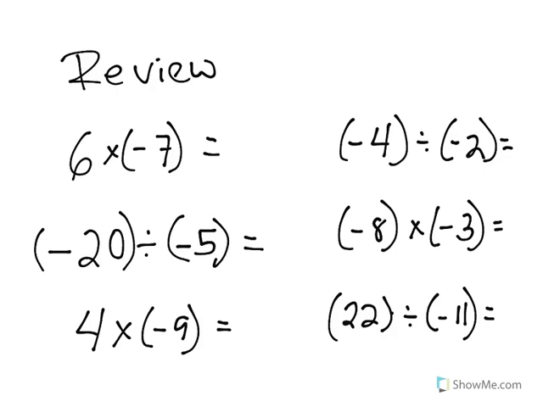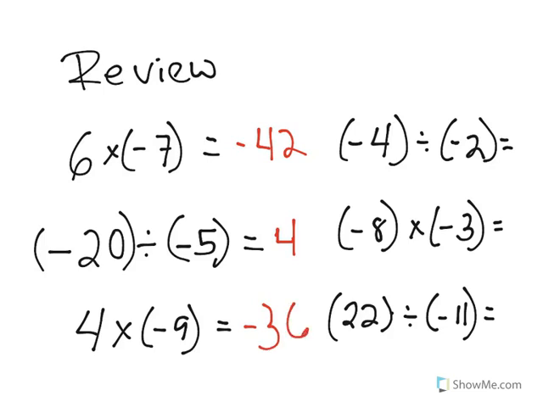Okay, so if you've answered the questions, I'll go ahead and put the answers here so you can double check with yourself to make sure you got them right. So 6 times negative 7 is negative 42. Negative 20 divided by negative 5 is positive 4. 4 times negative 9 is negative 36.